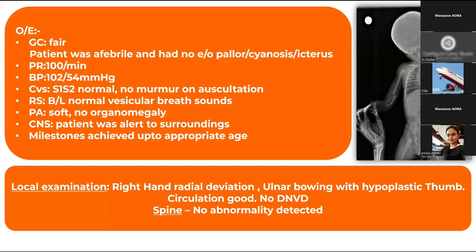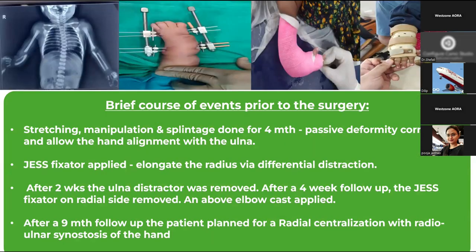The general parameters were all within normal limits. Milestones were achieved up to the date. On local examination, we found a right hand radial deviation, ulnar bowing, and hypoplastic thumb with good circulation and no DNVD. The spine was normal, no abnormality detected.